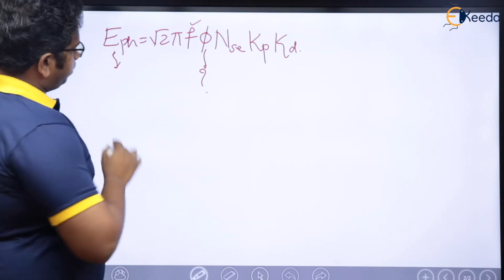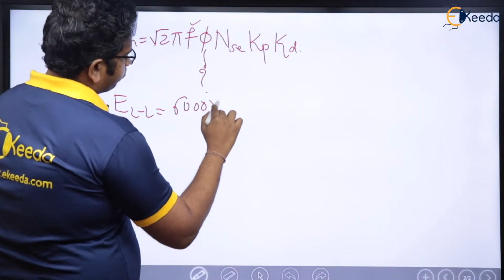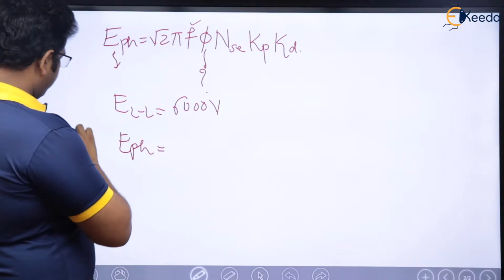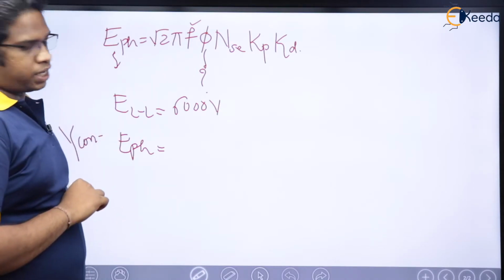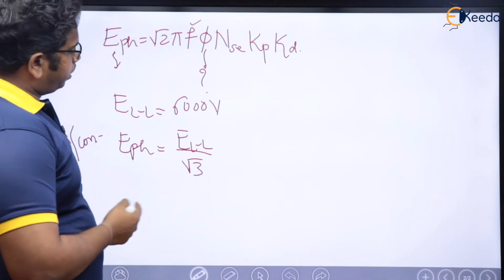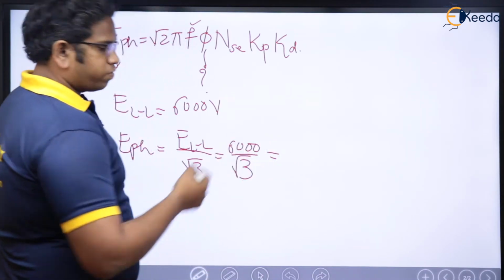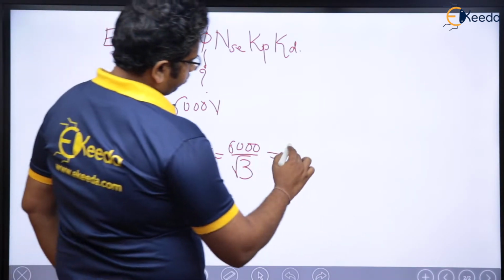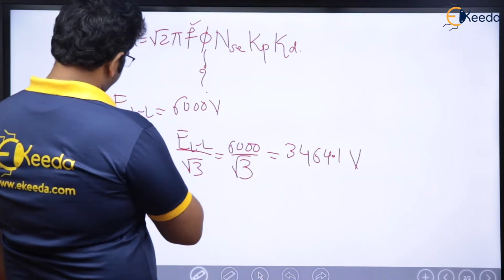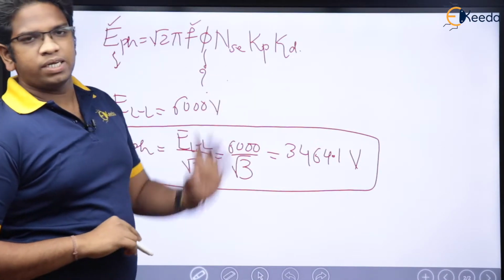They have talked about E line, means they have given E line to line. E line to line is given as 6000 volts. So what will be E phase? Since it is star connected, E phase is going to be E line divided by root 3. Line voltage upon root 3. So line voltage is 6000 divided by root 3. After solving this, we get 3464.1 volts EPH. So we know EPH also. We need to find NAC, KP and KD.